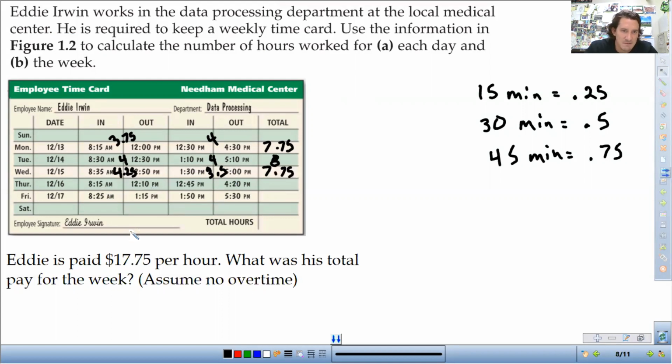8:15 to 12:10, making it difficult on us.